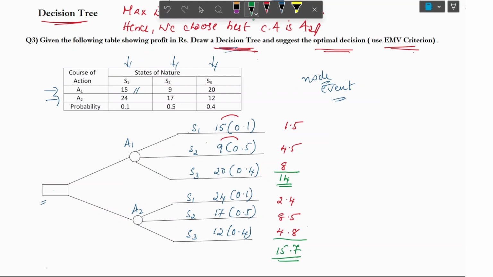Actually, we have calculated the expected monetary value only. Each and every payoff you multiply with the probability and you add it. Now here, which is the maximum value? Here the maximum value is 15.7. Therefore, which course of action are you going to choose? That is A2. Therefore, now what are you going to do?